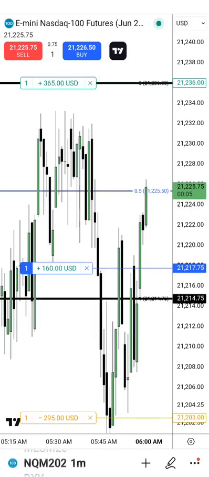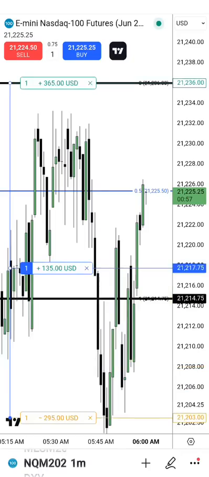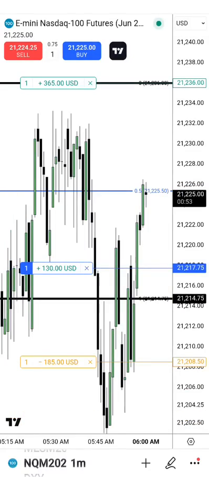So see if we can get this candlestick to close above the consequent encroachment at 21,225.50. 2 seconds left. Bam. Thank you much. All right, there we go. Stop loss has been reduced a little bit.